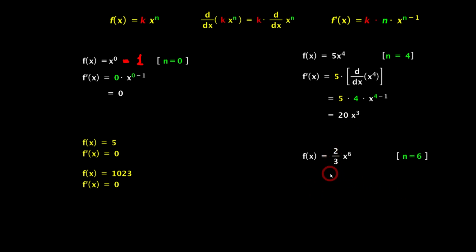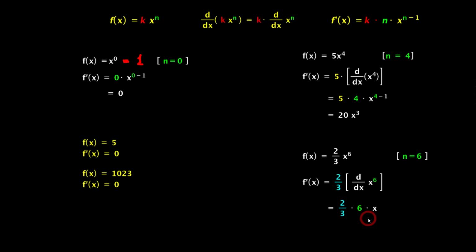Another example: a fraction times x to the 6 is going to be the fraction times the derivative of x to the power of 6. I'm using the formal notation because of the introduction of the constant. So it's going to be 2 over 3. The derivative of x to the 6 is the base and the power. This 6 exponent, the base is x.